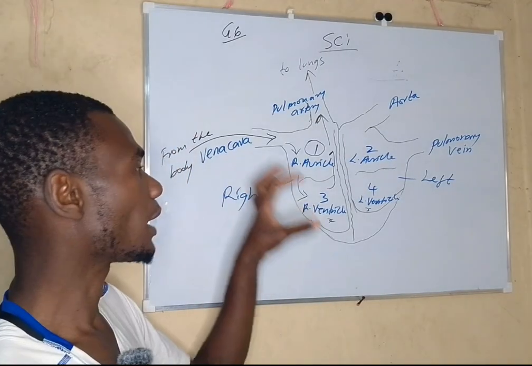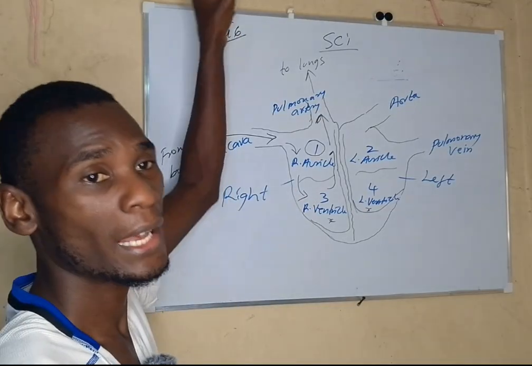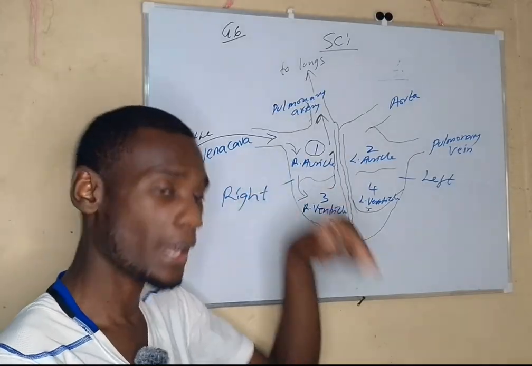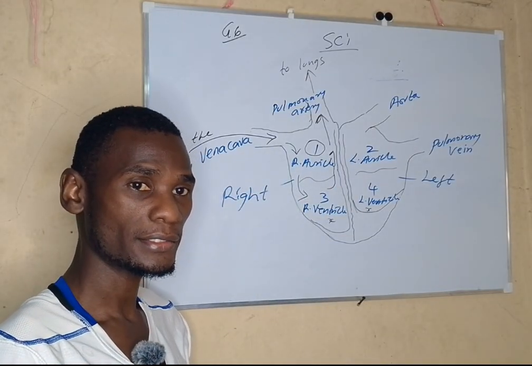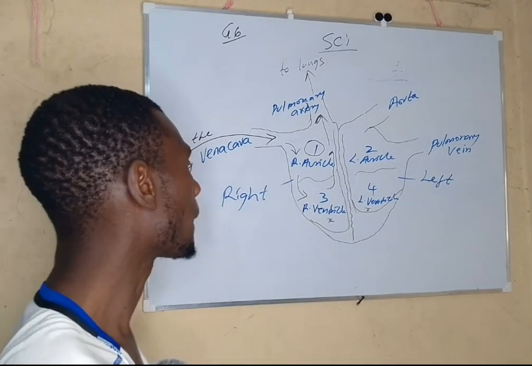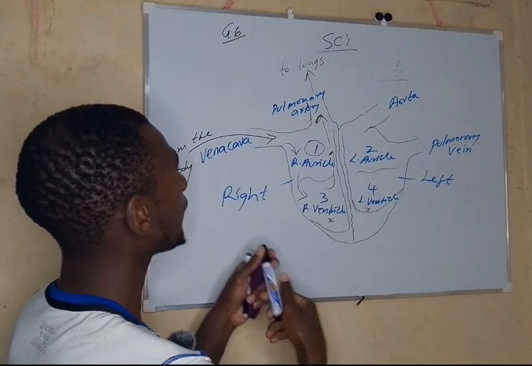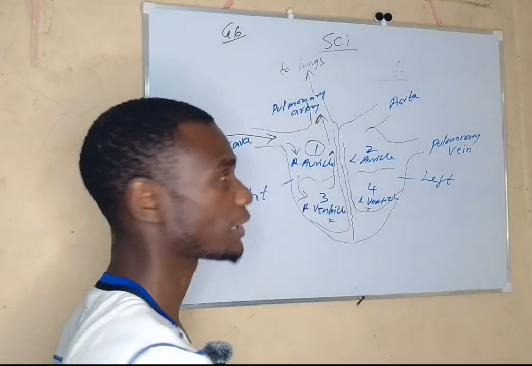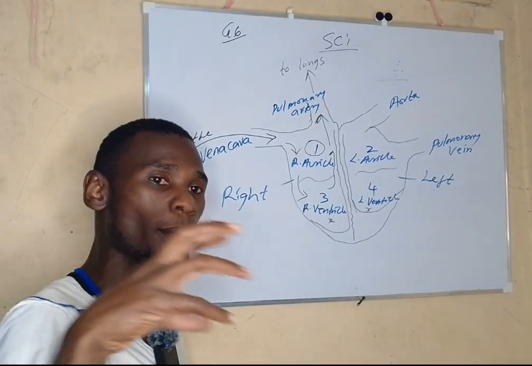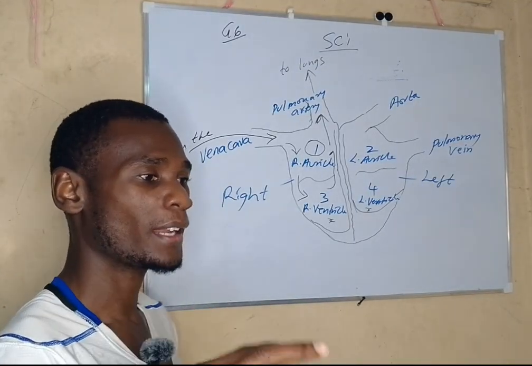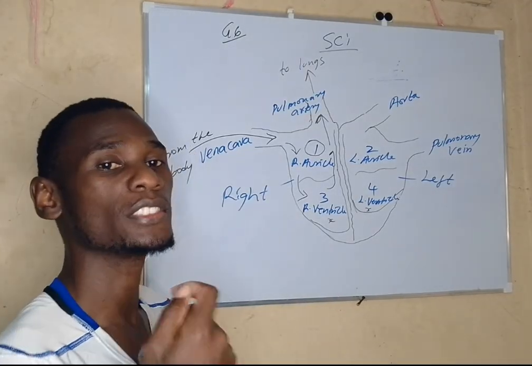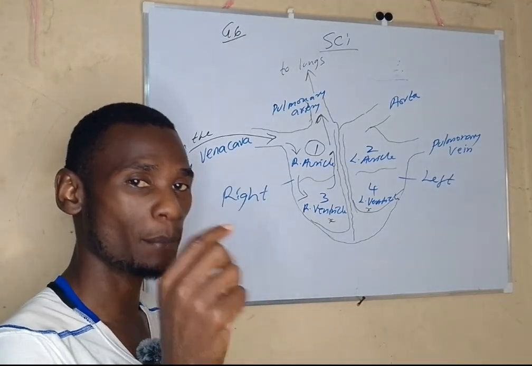So it must come back to the heart so that the heart can take it to the lungs to be given oxygen. Once it has received that oxygen, it comes back to the heart. Then the heart can pump it to all parts of the body. So there is that flow. The blood has gone to the lungs, and the lungs will give this blood oxygen. Once it has received that oxygen, the name changes from deoxygenated to oxygenated.